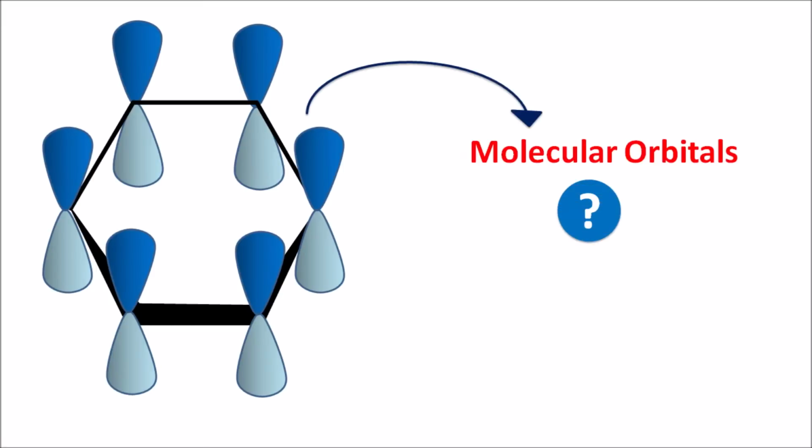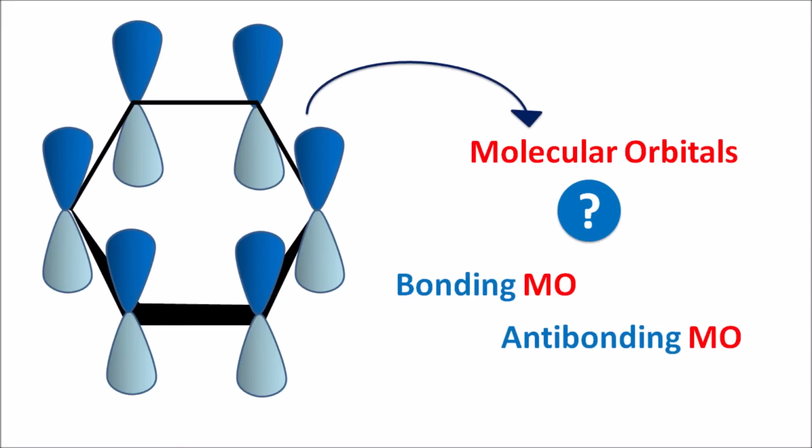So for the structure of benzene, how many molecular orbitals are present? And among them, how many are bonding molecular orbitals and how many of them are anti-bonding molecular orbitals? Let us discuss all these things in this video.